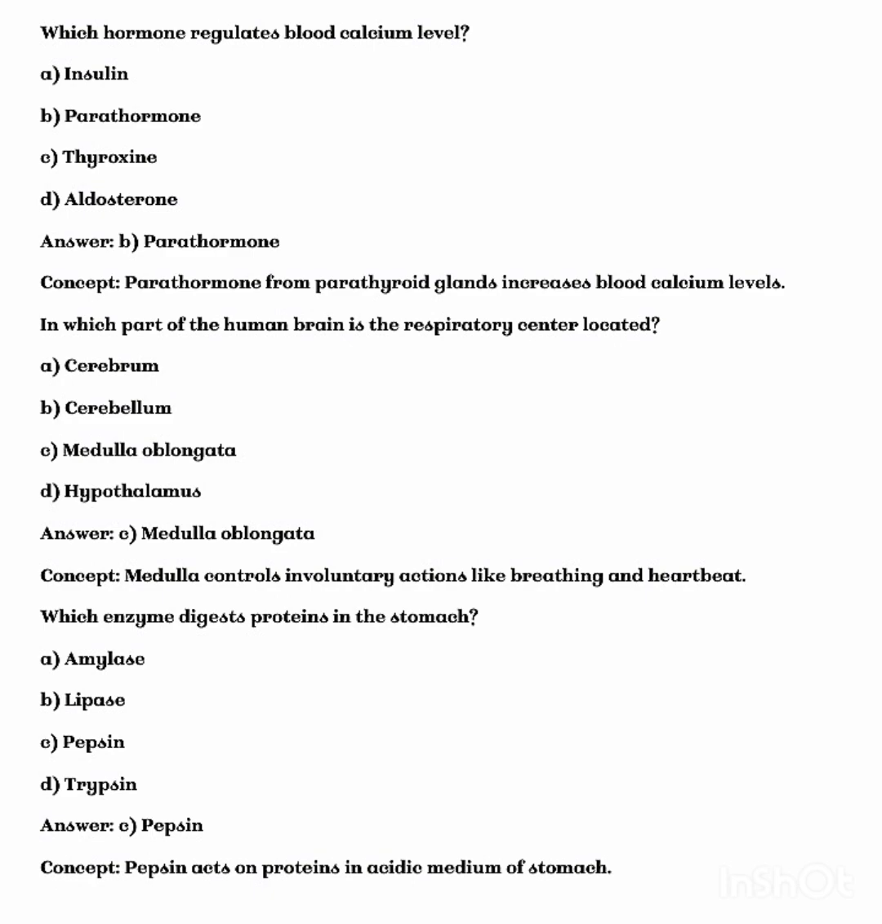In which part of the human brain is the respiratory center located? A. Cerebrum, B. Cerebellum, C. Medulla oblongata, D. Hypothalamus. Answer C. Medulla oblongata. Concept: medulla controls involuntary actions like breathing and heartbeat.